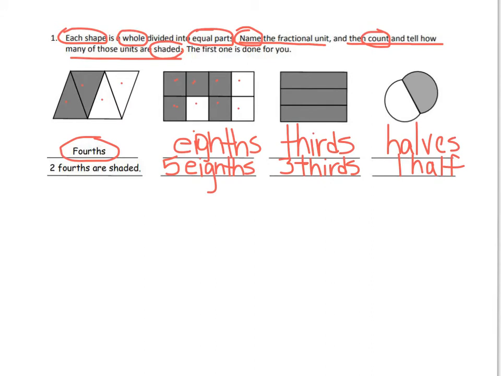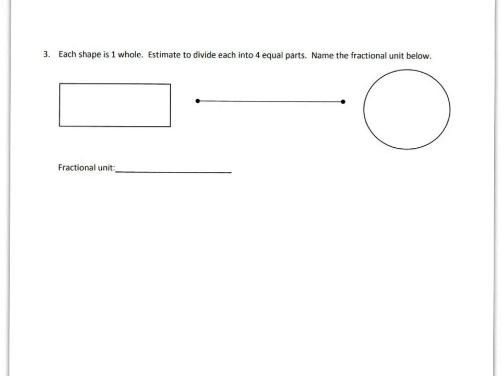The third picture, there are 3 altogether, so my fractional unit would be thirds, and 3/3 are shaded. For the fourth one, there's 2 different parts. We use the fractional unit halves. 1/2 is shaded. If you don't have these answers, go ahead and correct or fix your work so that your work matches mine.